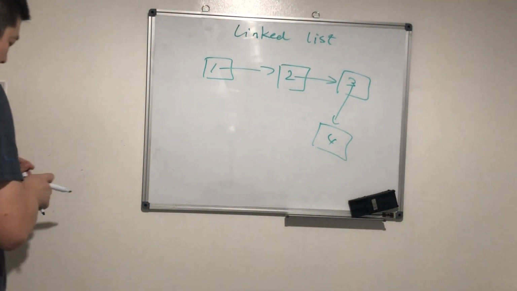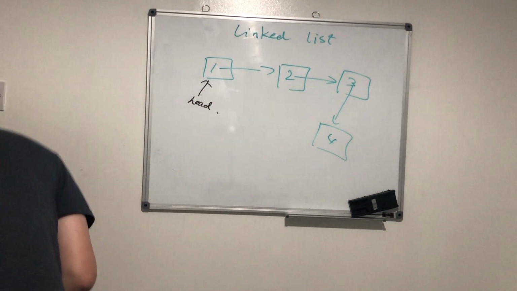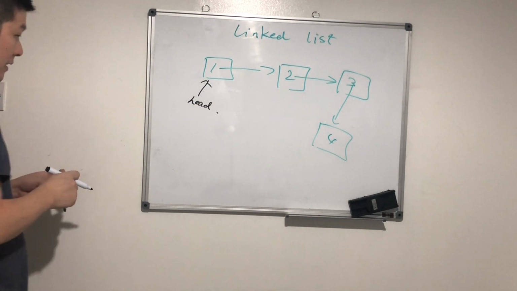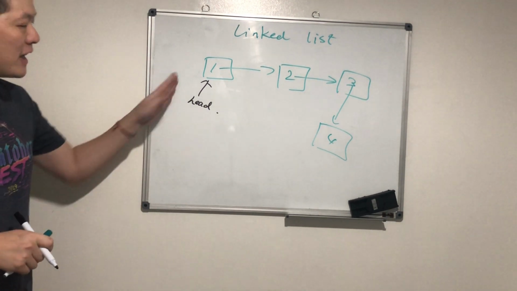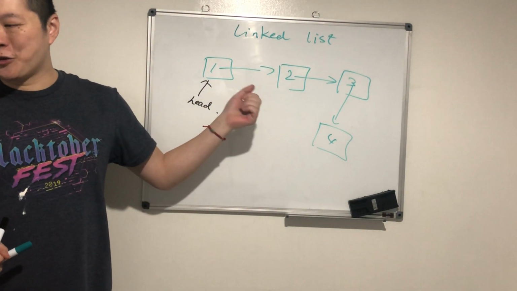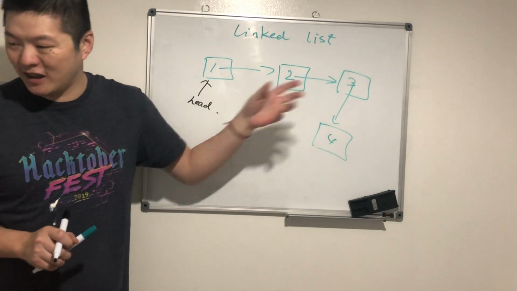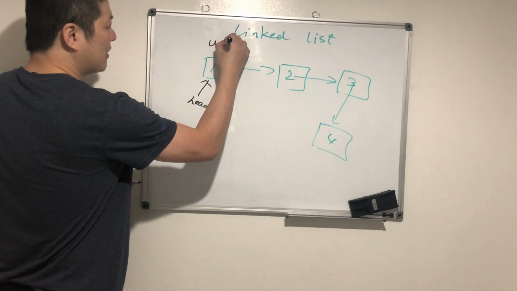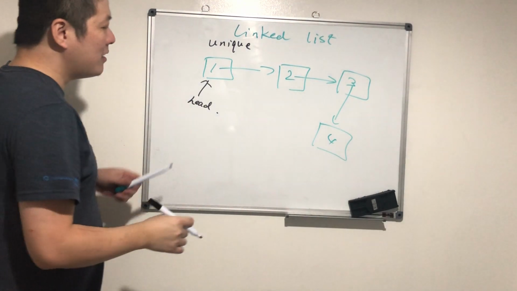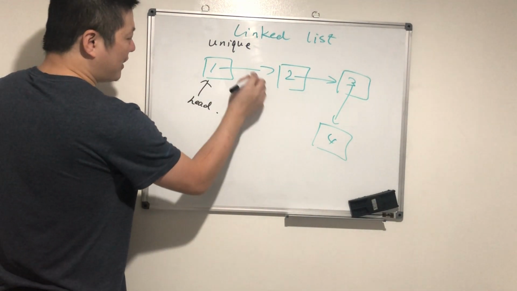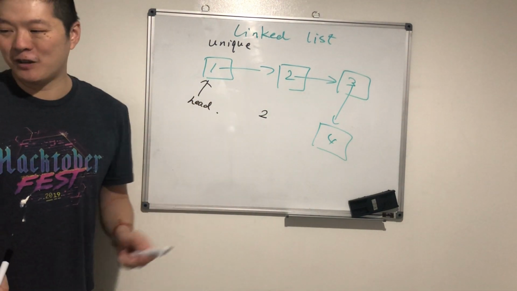Listen up. Now, this is given this head. We keep saying head every time. Okay, so if I tell you that all the numbers in a linked list are unique, so they're not duplicate numbers, unique means different. They are all different. So now I give you a number like a 2. Can you remove this from the linked list?